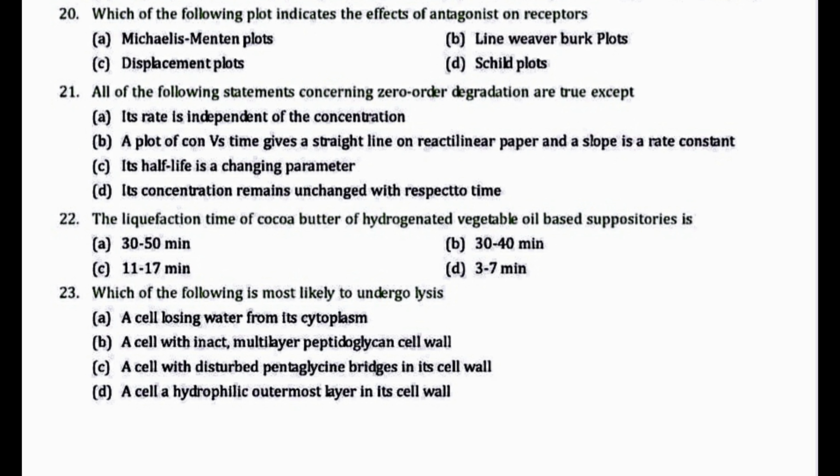Question number 21. All of the following statements concerning zero order degradation are true except: option A, its rate is independent of the concentration. B, a plot of concentration versus time gives a straight line on rectilinear graph paper and the slope is the rate constant. C, its half-life is a changing parameter. D, its concentration remains unchanged with respect to time. From the following statements, we need to find out which statement is false. All the statements except which is true.